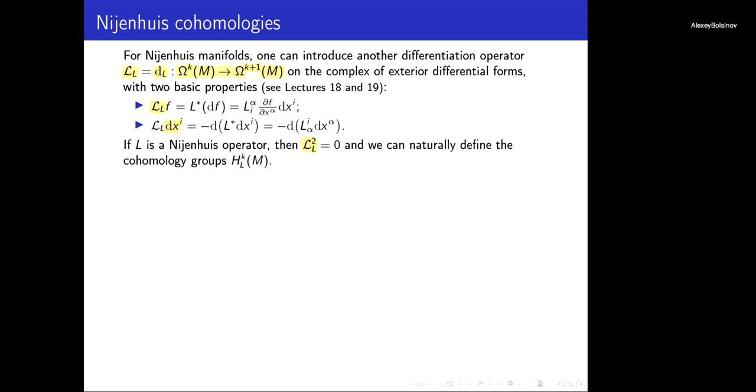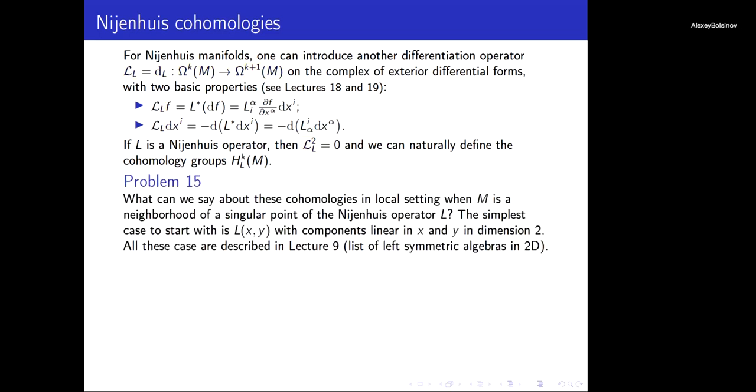Again, we don't know much. Some examples have been demonstrated at lectures, but still there are many natural problems to discuss. Of course, it's interesting what has been done at lectures. Some computations were done for the diagonal operators and differentially non-degenerate operators. Then what about singular points? If we consider a singular point, how do these cohomologies behave and what are they responsible for?